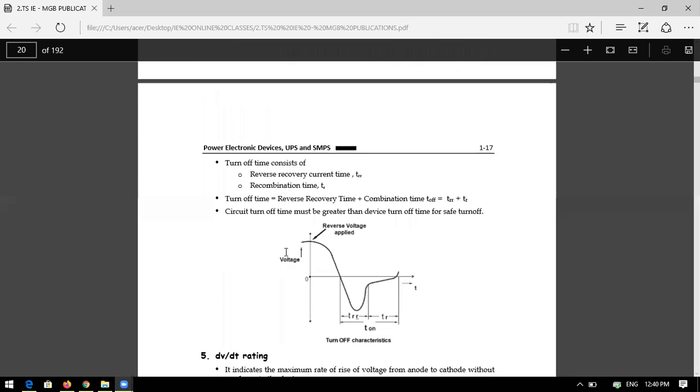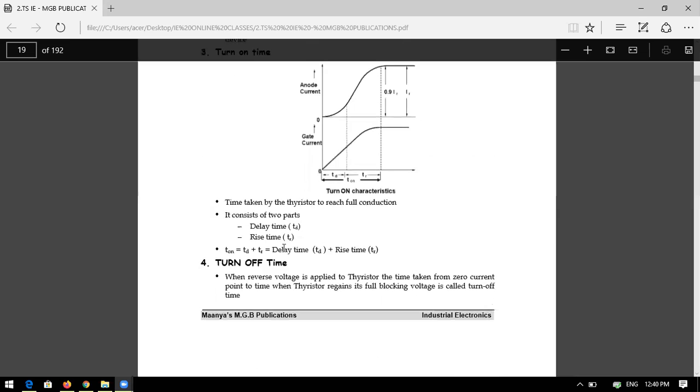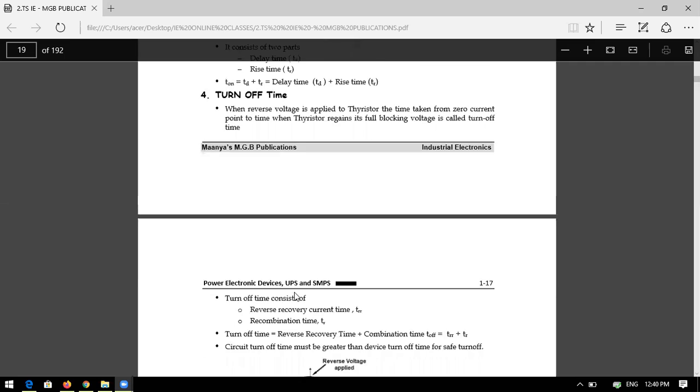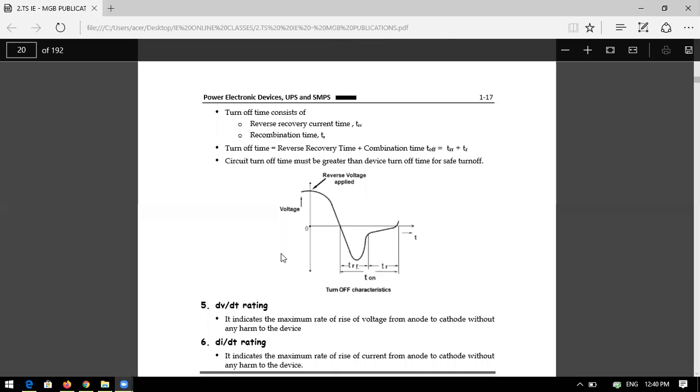Next one is turn off time. So what is the turn off time? It is how much time it takes for a thyristor, from the zero current point, to regain its blocking voltage again. That is called the turn off time. Turn off time is reverse recovery time plus recombination time. So Toff is TRR plus TR, reverse recovery time plus recombination time.